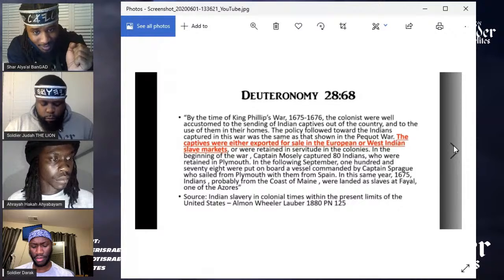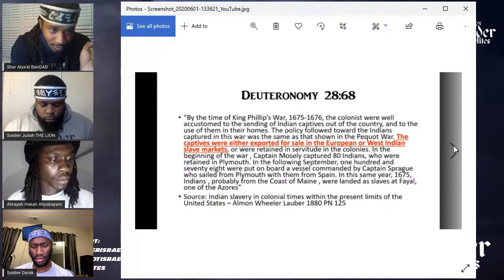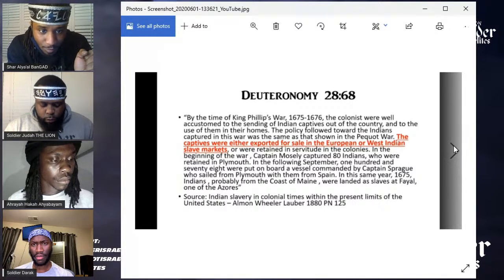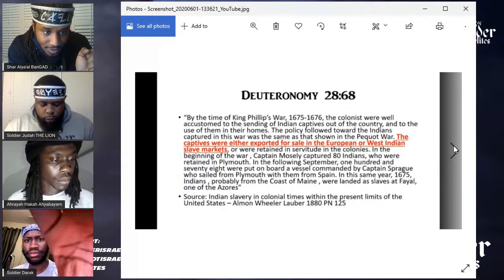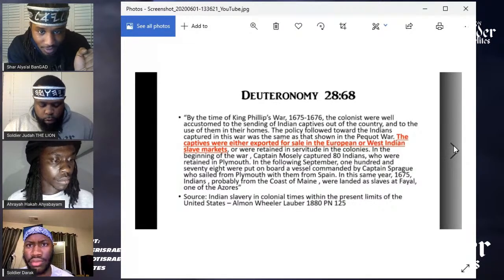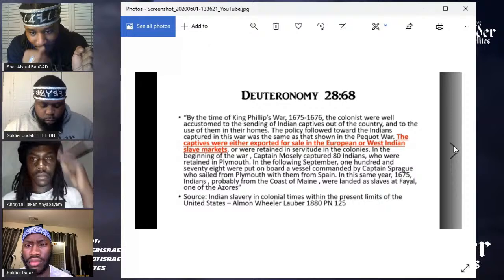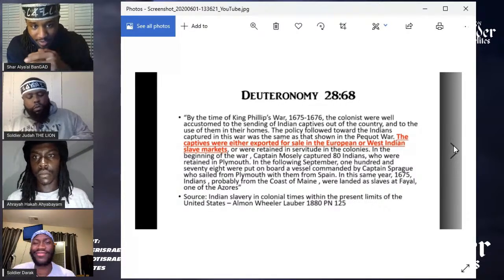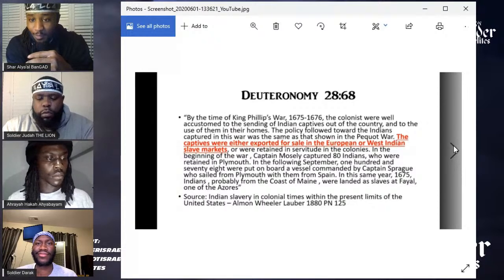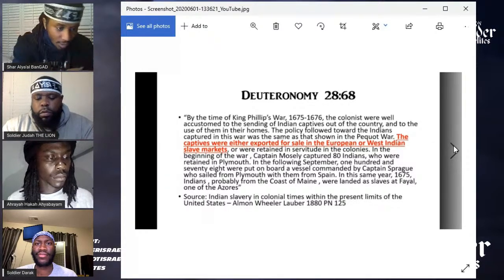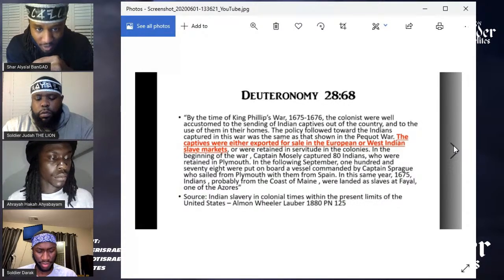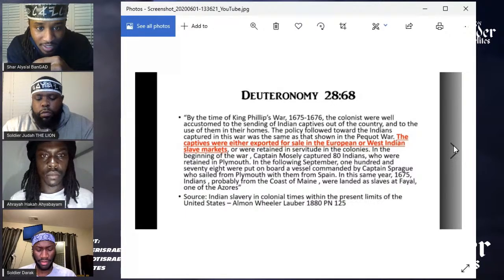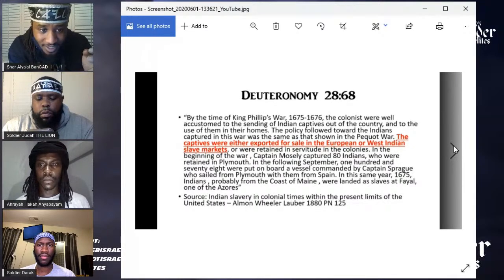It didn't just happen to the Southern Kingdom; it also happened to the Northern Kingdom, right? Here we see it. The policy followed toward the Indians captured in this war was the same that was shown in the Pequot War. The Pequot War is the war that started this thing called Thanksgiving, right? When they were taking real Indians like Squanto from the Wampanoag and bringing them to Europe and back and forth to the Americas, to serve captivity to multiple slave masters. The captives were either exported for sale in the European or West Indian slave markets, right? That's just a couple of things.